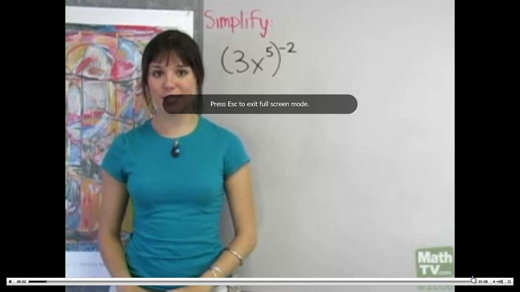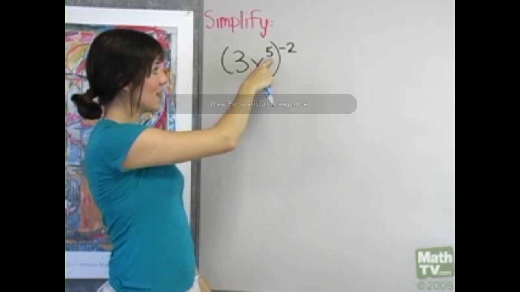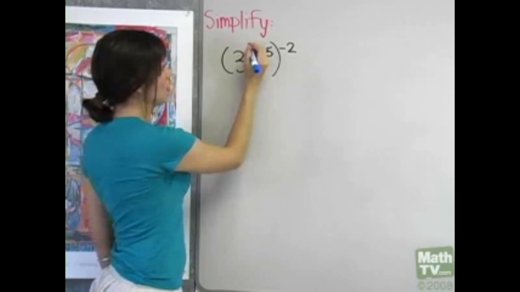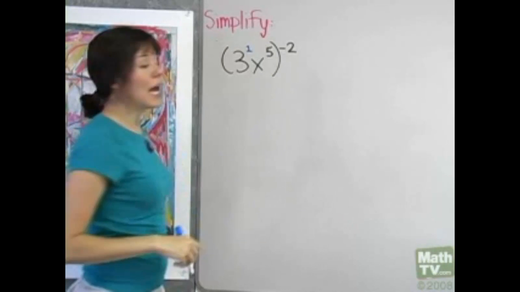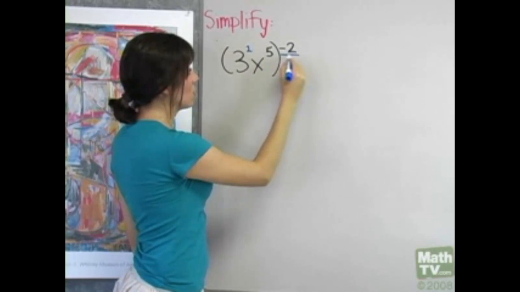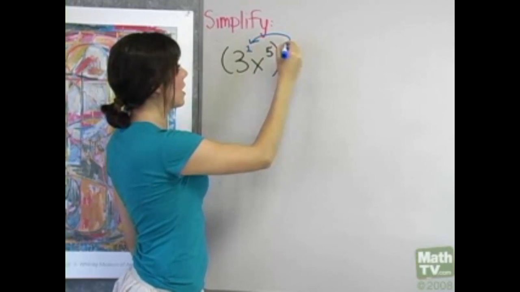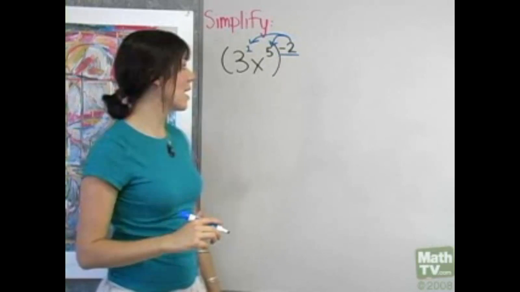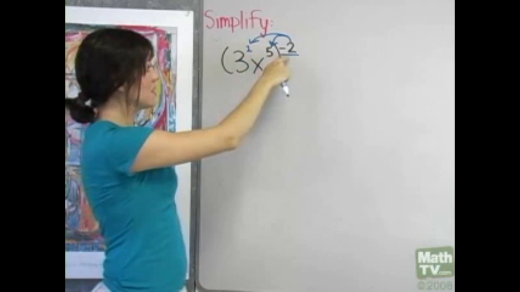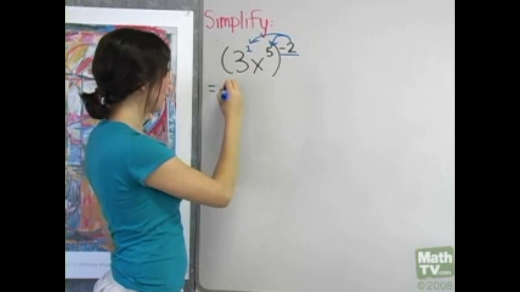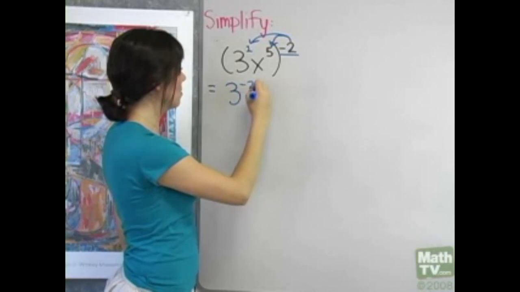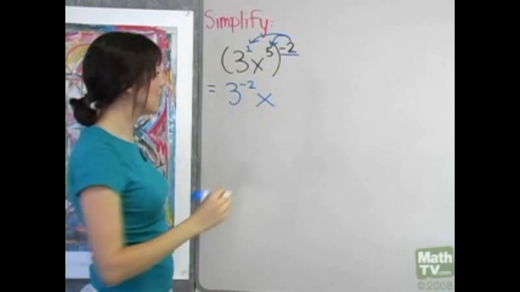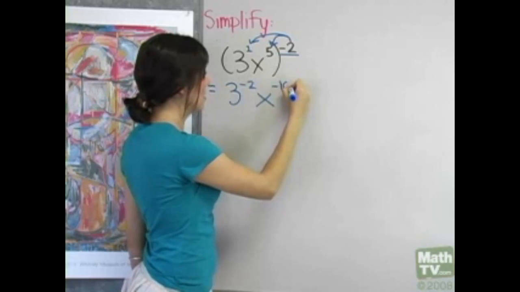In this example, we want to simplify 3x to the 5th raised to negative 2. So we can think of this 3 as being raised to 1. And now I'm going to distribute this negative 2 to 3 raised to 1 and x raised to 5. So when we're distributing exponents, we want to multiply the exponents. So 1 times negative 2 is negative 2, so this becomes 3 to the negative 2 times x, and 5 times negative 2 is negative 10, so x to the negative 10.